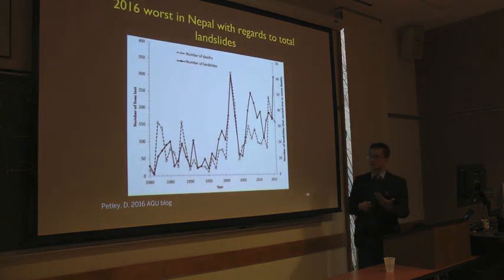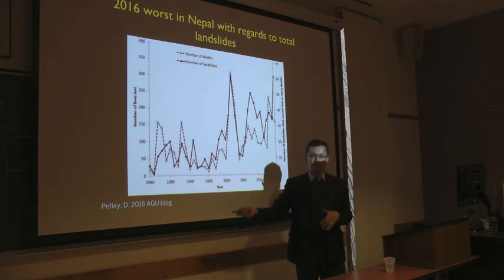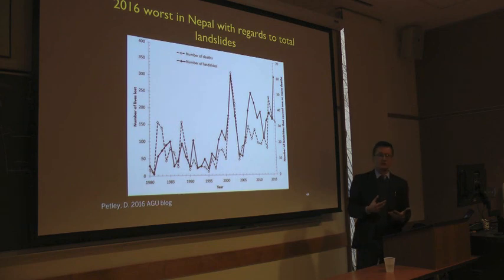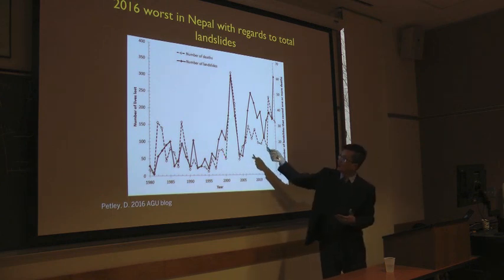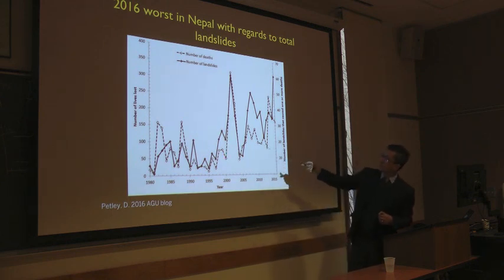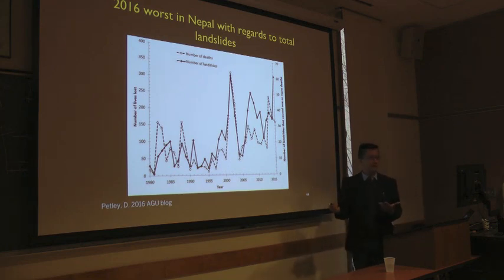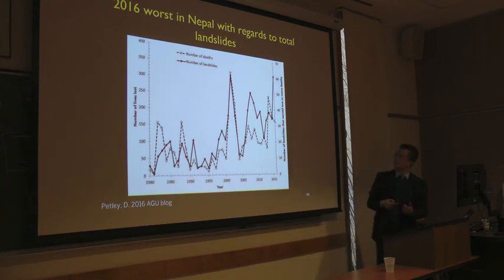This is the trend. This is a blog by Dave Petley, he's sort of the landslide guru. He keeps a record of the global landslide inventory. This basically shows the number of deaths in the dotted line. The solid line is the number of landslides. So this is for Nepal. Again, there's a lot of variability, obviously, but there's a slightly upward trend, I would say, if I had to draw a trend line here.